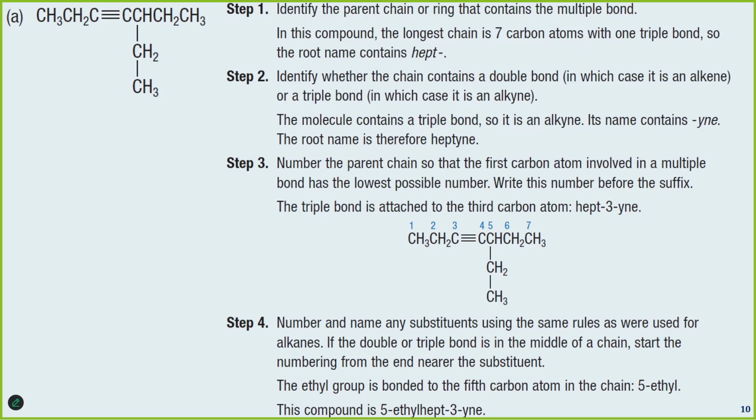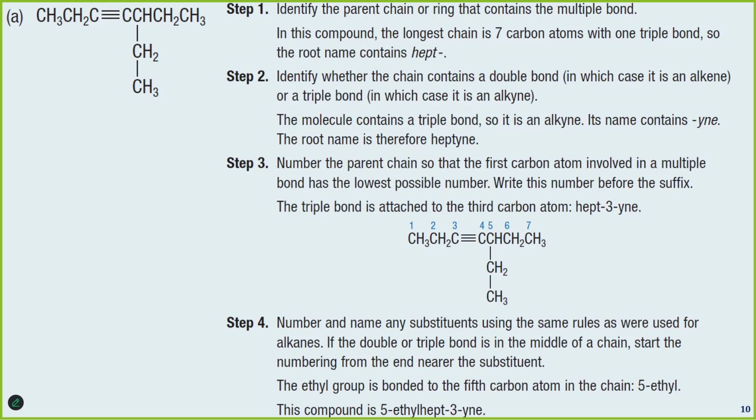Step 2 is to identify whether the chain contains a double or triple bond. If it's a double bond, we have an alkene. And if it's a triple bond, we have an alkyne. Apparently, the molecule contains a triple bond, so it's an alkyne. Its name contains the suffix -yne, and therefore the root name is heptyne.